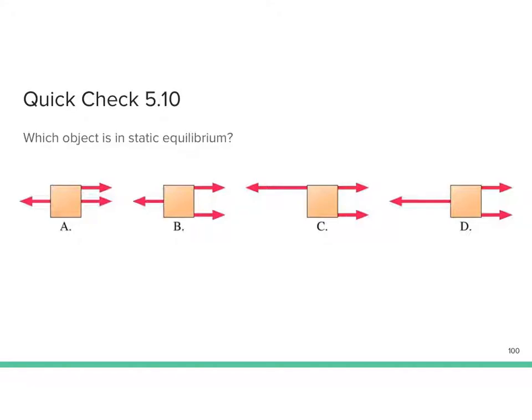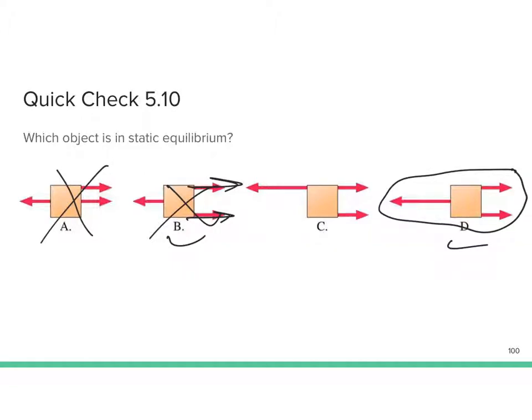A quick check here: which object's in static equilibrium? Well, it can't be A because the forces are not balanced. B is a possibility. C, the forces are balanced, but the torques are not. And B over here and D over here look very similar. However, there is a larger net force going to the right with that box. So D has to be the correct answer.